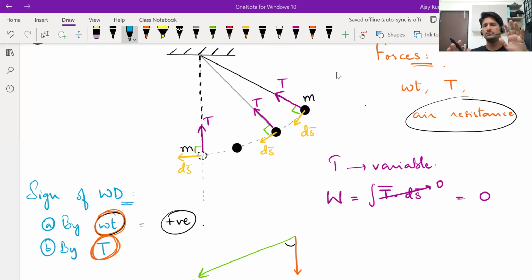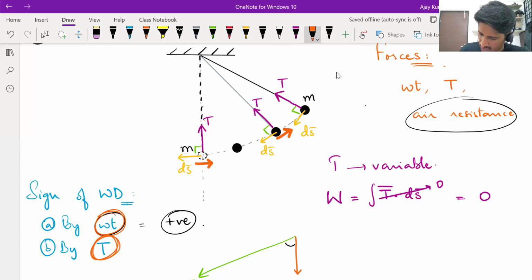Okay. We'll assume that the air is not flowing, air is at rest. But if the bob moves in the forward direction, the air molecules will automatically hit it in the backward direction. So even though the air molecules are not moving by themselves, if an object moves through air, automatically it will experience air resistance in the backward direction. Okay. So air resistance here will be in the direction opposite to its velocity.